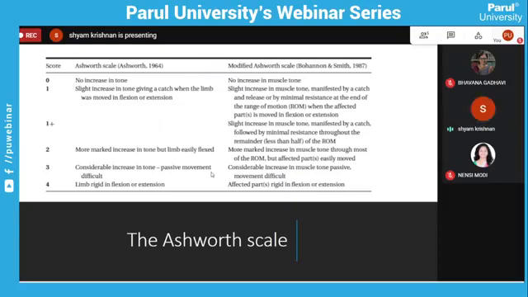So what you need to know is that this is an ordinal scale, in the sense you are ranking your experience from 0 to 4. It's not a nominal scale, it's an ordinal scale, but it tries to rate the therapist's experience, what he feels when he's trying to passively move the limb or the joint segment of a patient. So that is what Ashworth is. This is the most commonly used scale for documenting or evaluating spasticity in clinical settings.